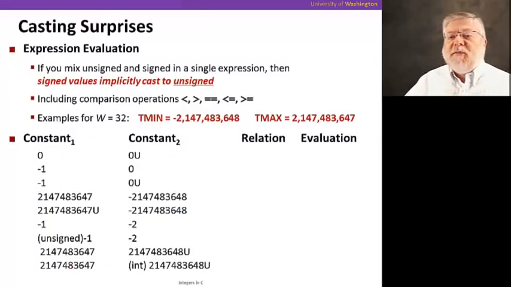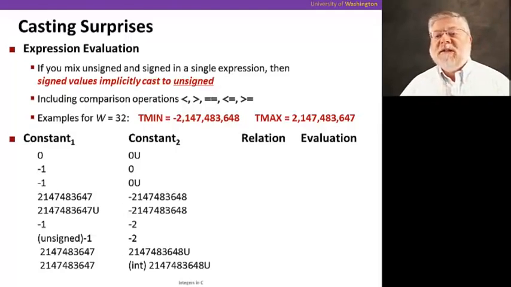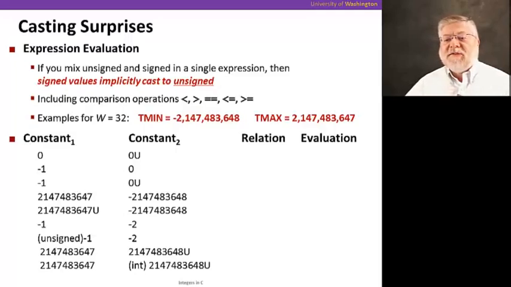Okay, so if you mix unsigned and signed values in a single expression, then signed values get implicitly cast to unsigned. So unsigned dominates, if you will. So let's take a look at what happens here in some examples. Suppose I have the constant 0, which is a signed value, and the constant 0u, an unsigned value.